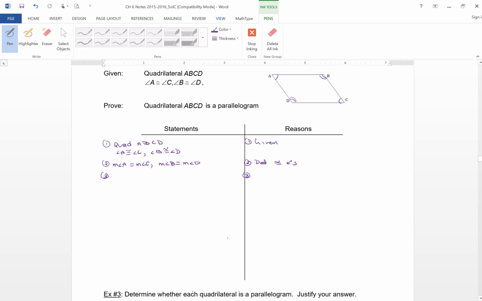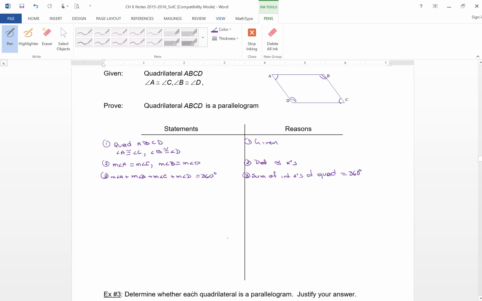All right, next. Since this is a quadrilateral, I know that all four angles add up to 360. So measure of angle A plus measure of angle B plus measure of angle C plus measure of angle D add up to 360. And the reason is the sum of the interior angles of a quadrilateral equal 360. This is a theorem that has no name, so we just say the whole thing.